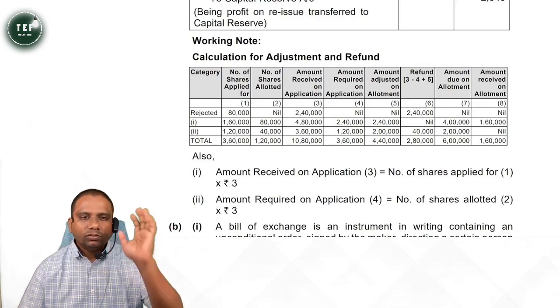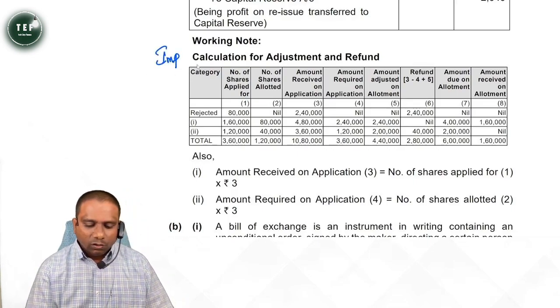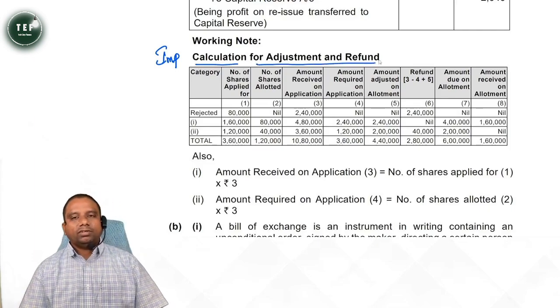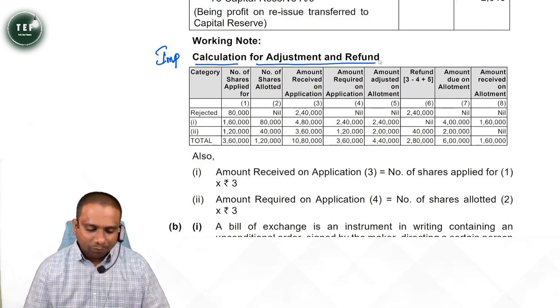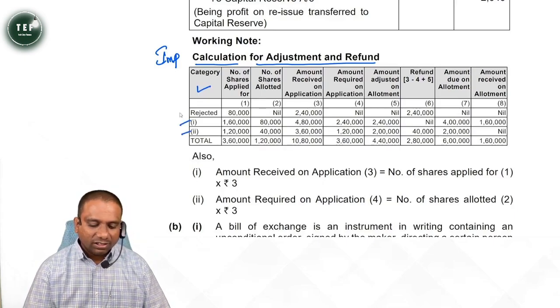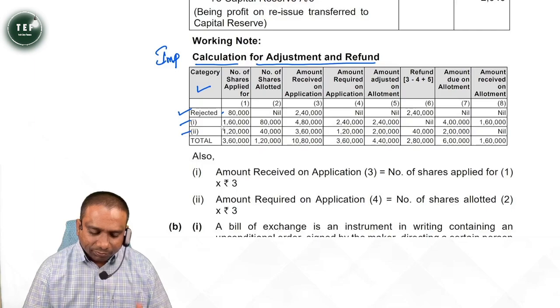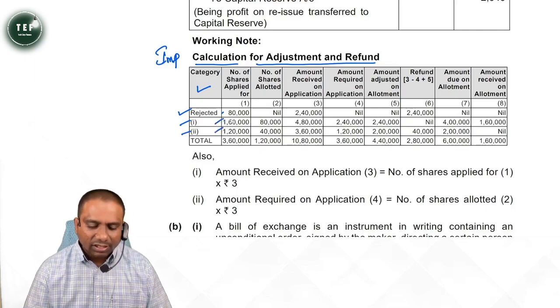So look at, students, this working note is very important. Calculation for adjustment and refund. First look at the columns here. First category. How many categories we have? 2 categories. And rejected also 1 category they are giving. Next, number of shares applied. First category 160, second category 120.